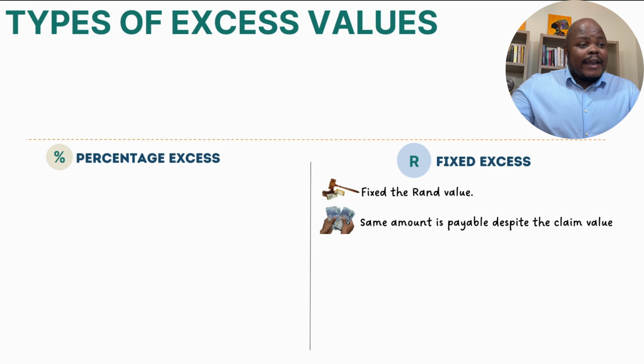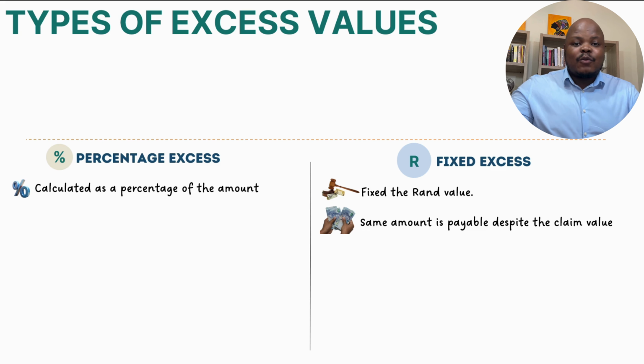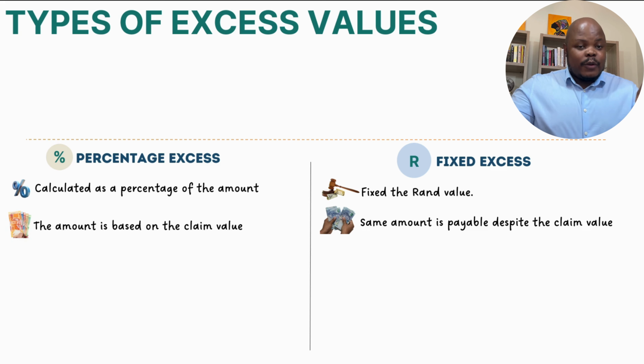On the other hand, the percentage excess speaks to a percentage that is calculated based on a specific amount. In many cases, that's based on the claims value. So they will say your excess is X percentage of your claims value. It may happen sometimes that you find an insurer that says your excess is based on the sum insured, but in many cases, your excess is going to be based on the value of your claim itself. Because the claims value might not be equal to the total sum insured, because you might not always claim up to the total loss.